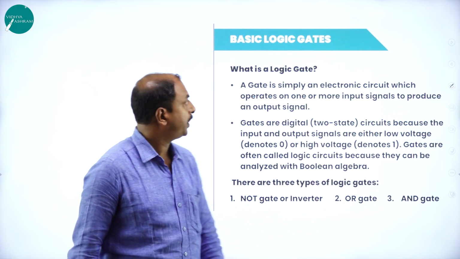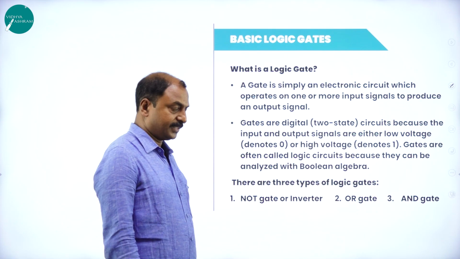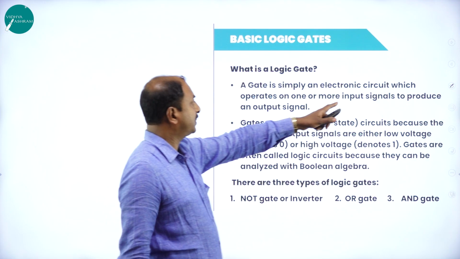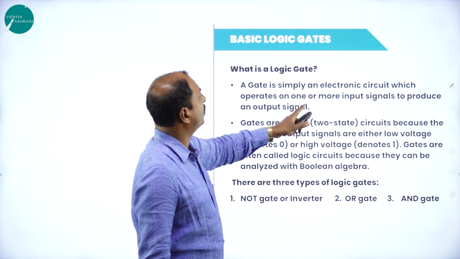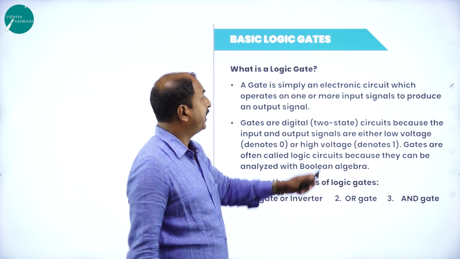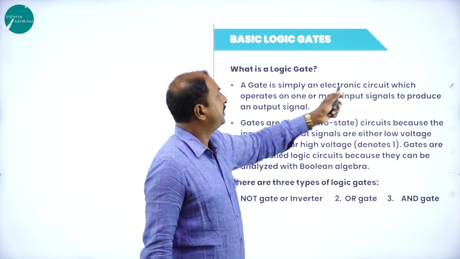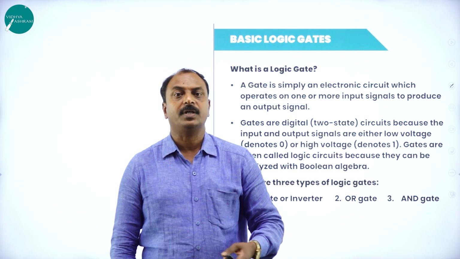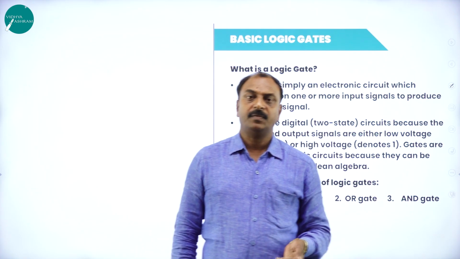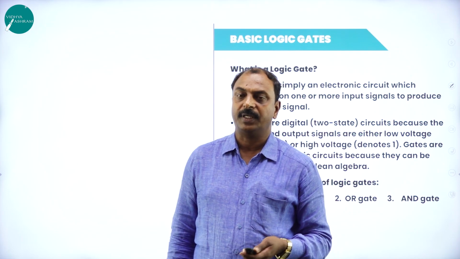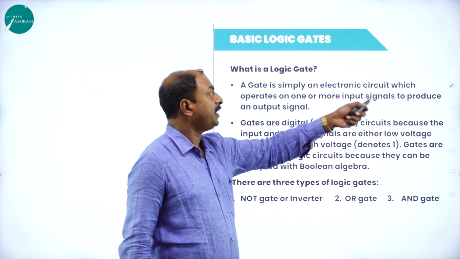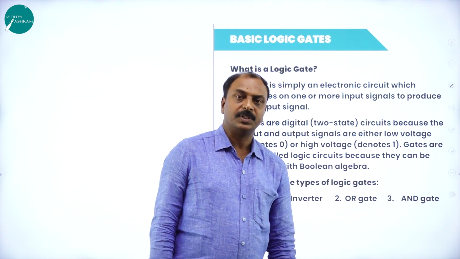Next, we move on to basic logic gates. What is a logic gate? A gate is simply an electronic circuit which operates on one or more input signals and produces an output signal. So this is electronics. A logic gate is nothing but an electronic circuit. These are circuits designed or constructed with the help of basic gates, basic operators or basic operations. These circuits are used by the microprocessor in a computer system.